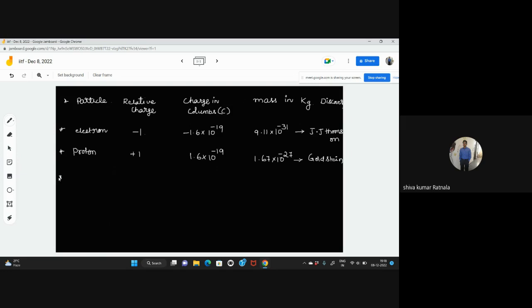Electron, proton, and next one is neutron. Relative charge of neutron is 0, and the charge in coulombs is also 0, and mass is similar, 1.67 into 10 to the power of -27. And neutron was discovered by Chadwick. Okay.